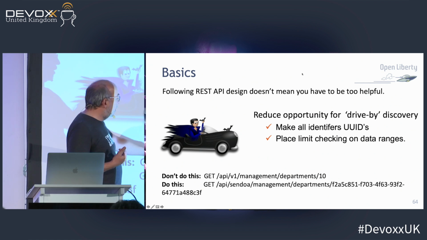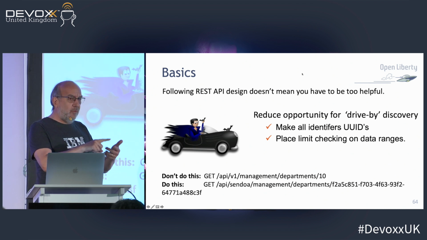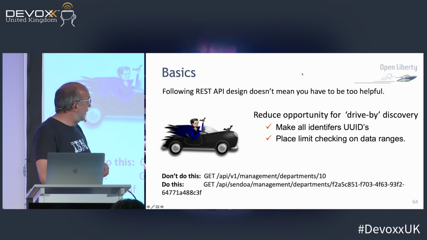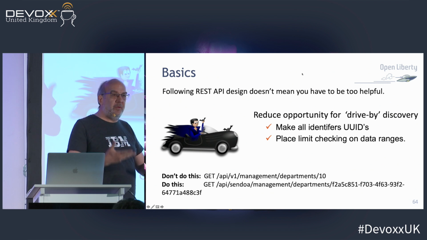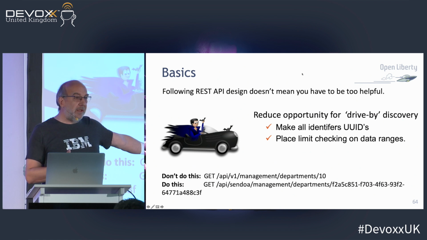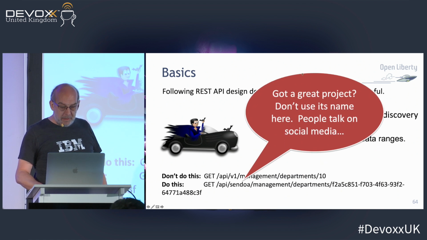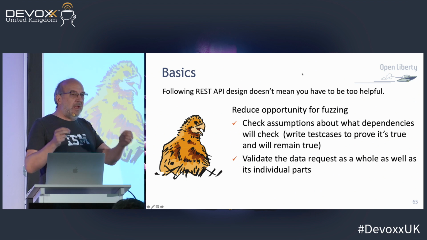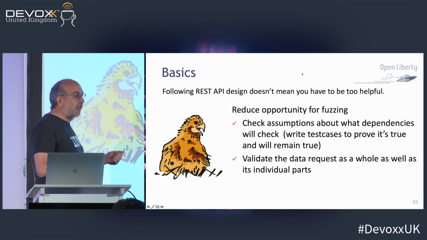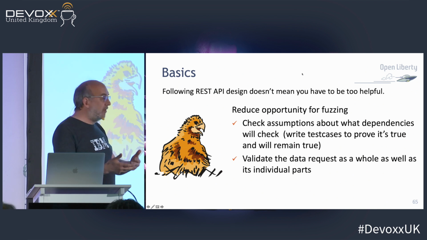So don't put departments/10, don't have client 1, 2, 3, 4, 5, because I can just guess. You want UIDs for all your entities so that they can't be spoofed. I can't take one of those, change it, and get more data. If I want to guess what the next department is, I have to do something else. You're trying to make it harder for people to fuzz your data. You're trying to make the robots move on. So you're trying for this basic stuff.